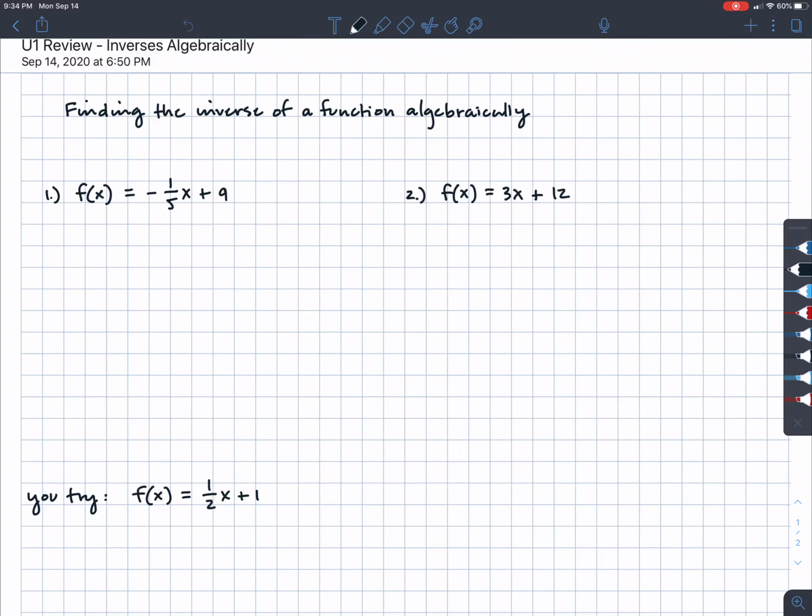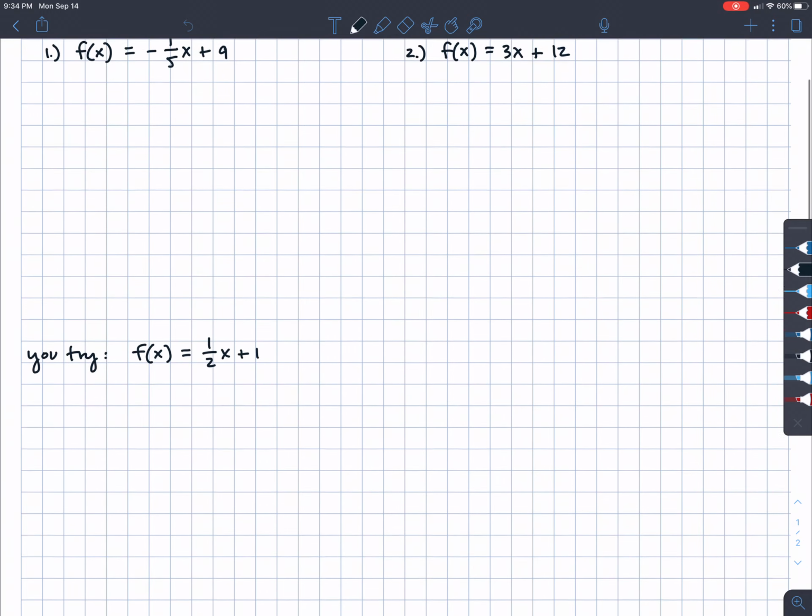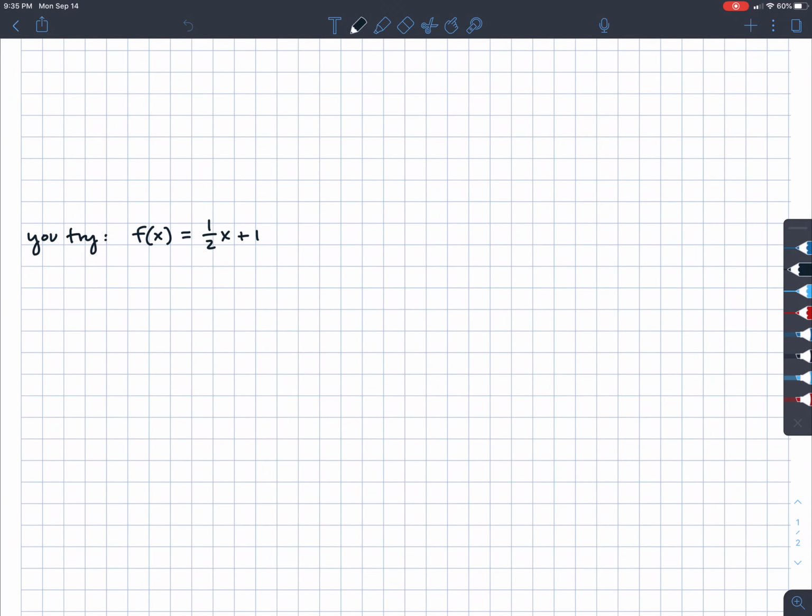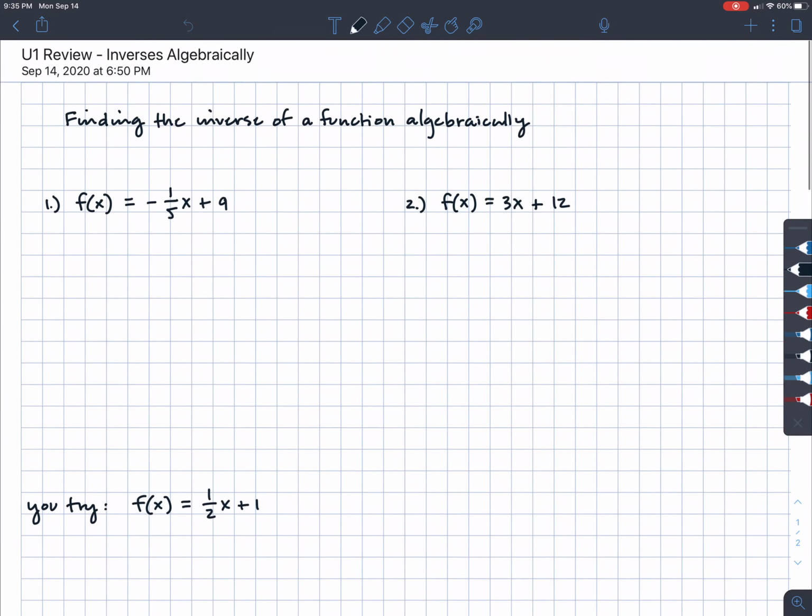Hey everyone, so this video is going to describe our process to find the inverse of a function algebraically. Okay, so I have two functions here and then a third example that you are going to try on your own to see how you do.